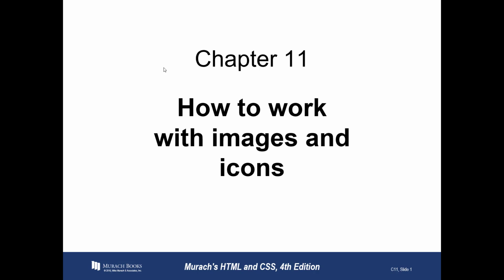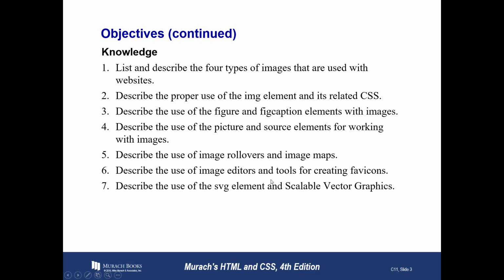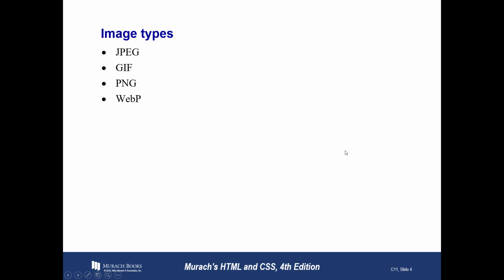All right, I have contacted Murach, and supposedly they're getting me a 4th edition very quickly. So, Chapter 11, how to work with images and icons. We'll talk about images, we'll talk about figures, we'll talk about image maps, different types of images, okay? Some of this stuff to really be able to use it, things like image rollovers, etc., can very well involve the use of JavaScript, all right?